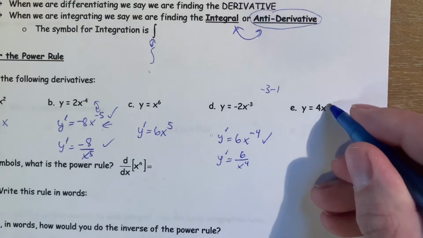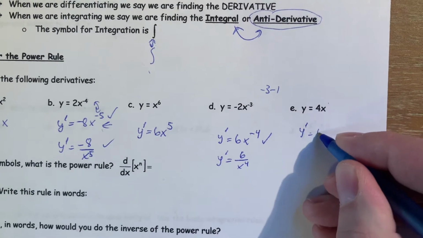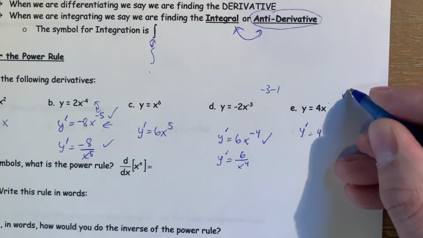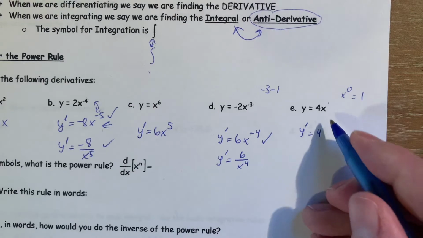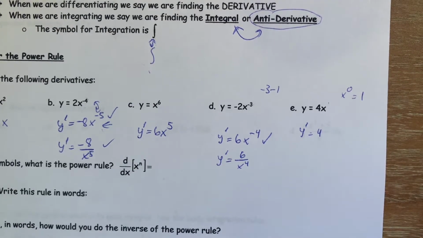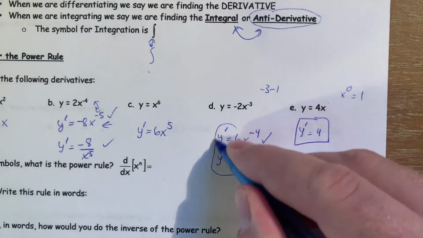Finally, this last one, this is a power of 1. And so when we multiply by the power, 1 times 4 is still 4. And lowering the power, x to the 0 is just 1. So it becomes 4 times 1 is 4. Or you can just remember the derivative of x is 1. Okay, so here are our answers here. Okay, or here. These are also fine.